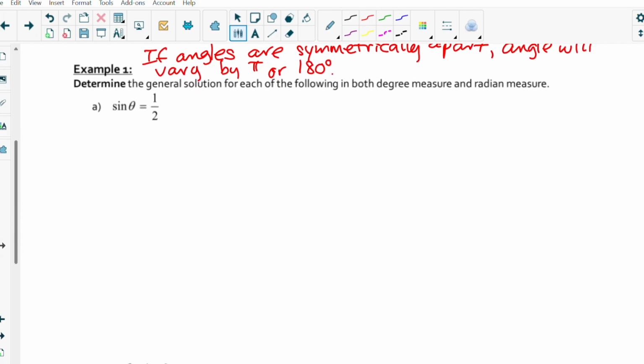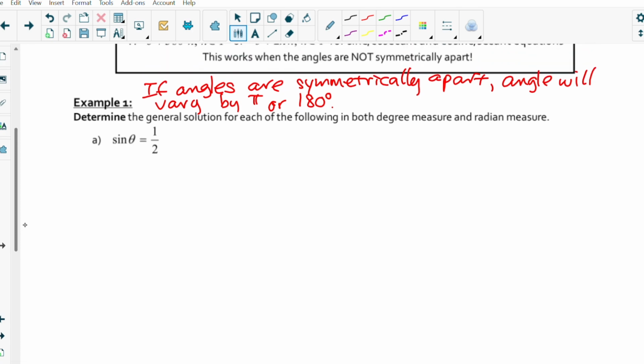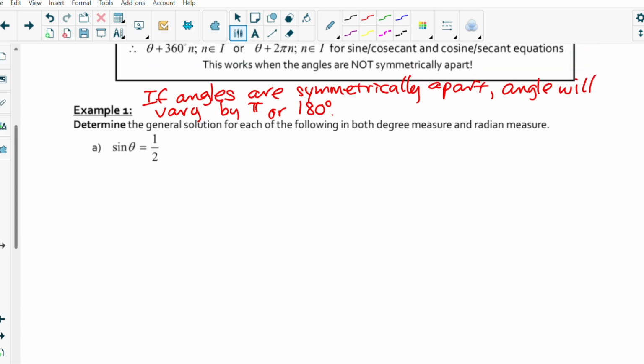First, let's do a basic one. Determine the general solution, example 1, for each of the following in both degree measure and radian measure. If I have sine of theta equals 1/2, we'll do the general solutions for some basic problems. First I need to find the reference angle. So I take the inverse sine of the absolute value of 1/2. What's my reference angle for the inverse sine of 1/2? Well, the y value is 1/2. That is pi over 6 radians.